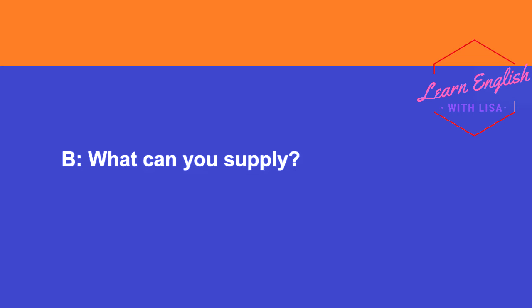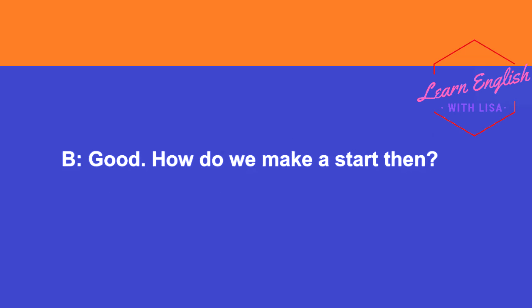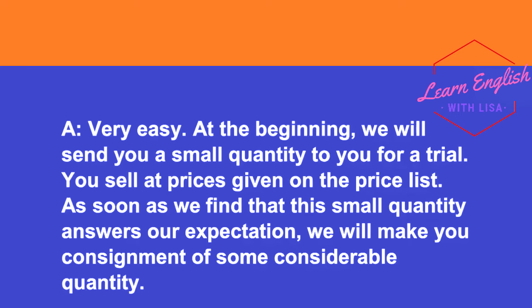What can you supply? Canned food, including canned fish, canned fruit, canned meat, canned mushrooms, canned vegetables, and other canned food. Good. How do we make a start then? Very easy. At the beginning, we will send you a small quantity for a trial. You sell at prices given on the price list.